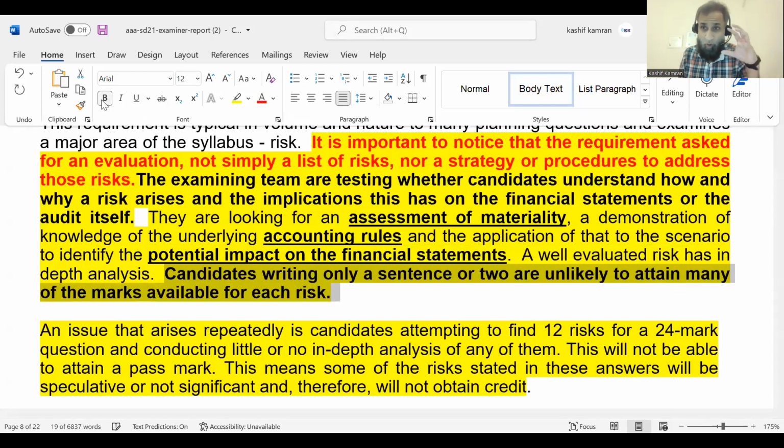So see how long a risk I wrote. If a candidate is only writing a sentence or two, you're not fetching the 2 or 3 marks. Look at the length of the answer I wrote. That is shorter than the examiner answer, but that is a valid answer. If you look at the examiner answer versus my answer, the examiner answer is double my answer. My answer is shorter than the examiner answer, so you need to fit that in the exam paper.